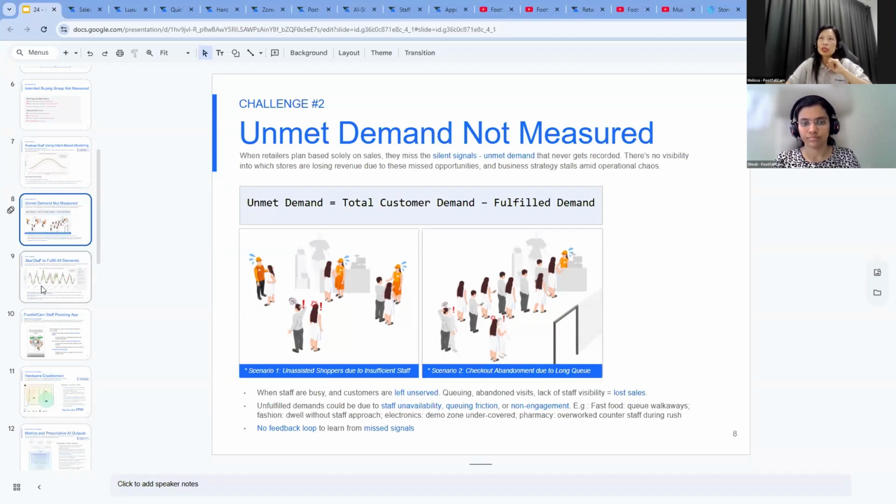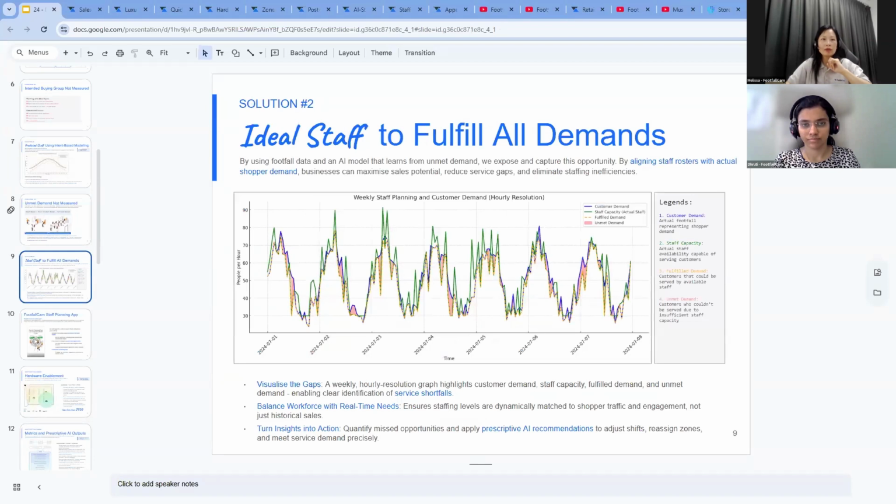So the solution is now, look at this graph here to tell a little bit more. That's the actual customer demand based on the actual customer behavior that we are seeing, the real intent: how many shoppers actually entered with the potential to buy. It's not just the footfall, it's not just the browsers. We are talking about genuine buying groups. This is the blue line there.